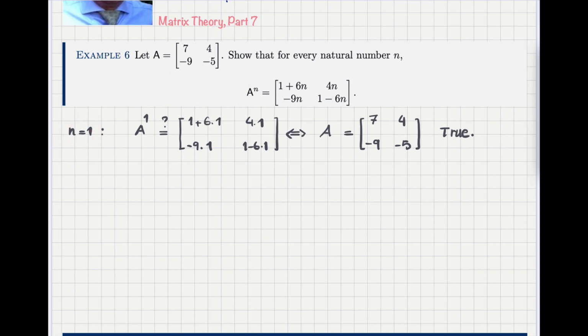For n equal to k, we assume that this is true. If we choose k, I would say that A to the power of k, we assume that this is equal to 1 plus 6k, 4k, minus 9k, and then 1 minus 6k. So this is assumed to be true.